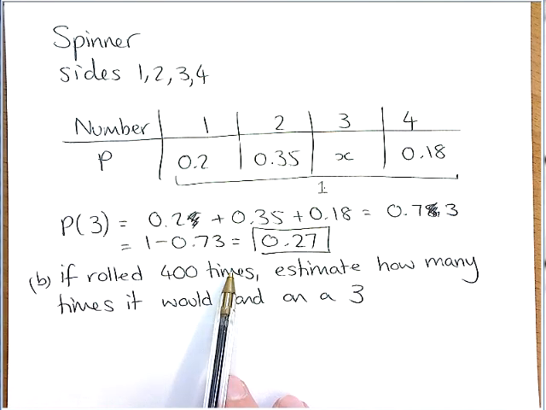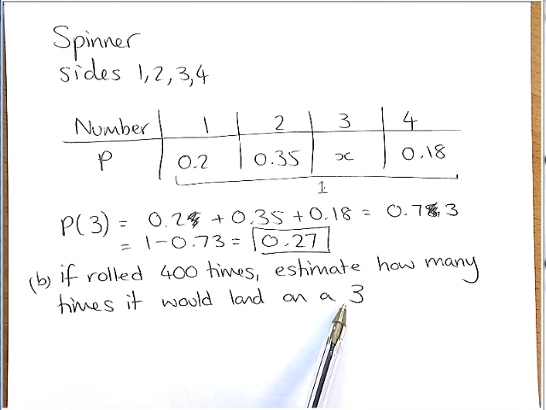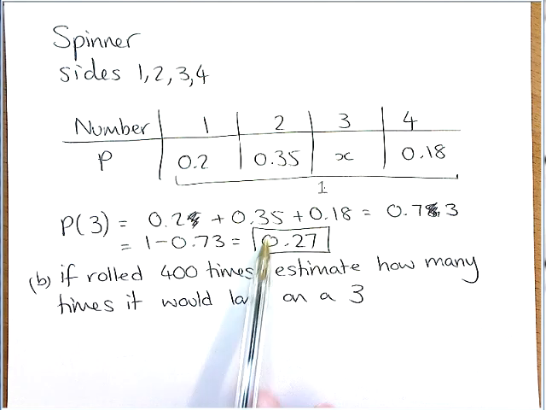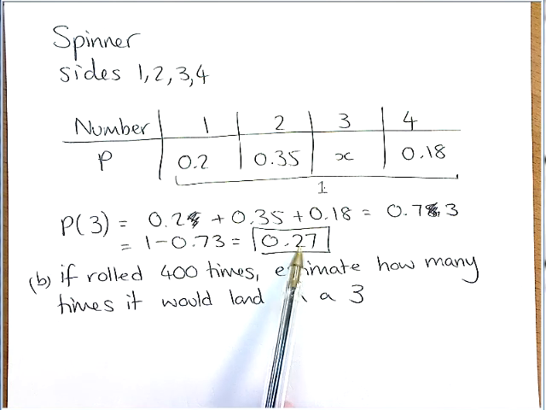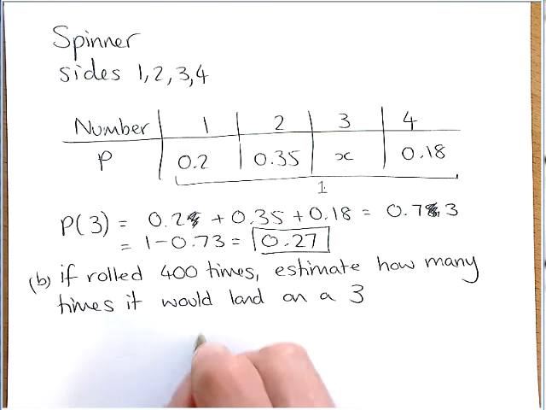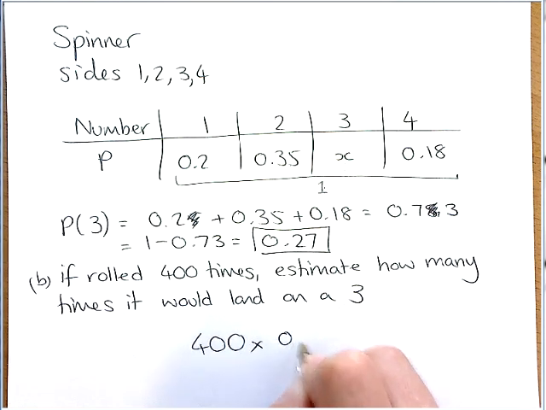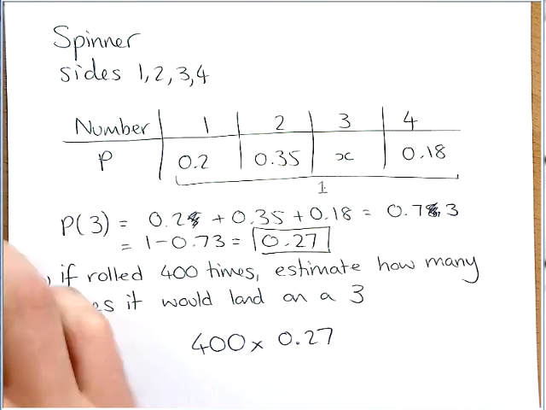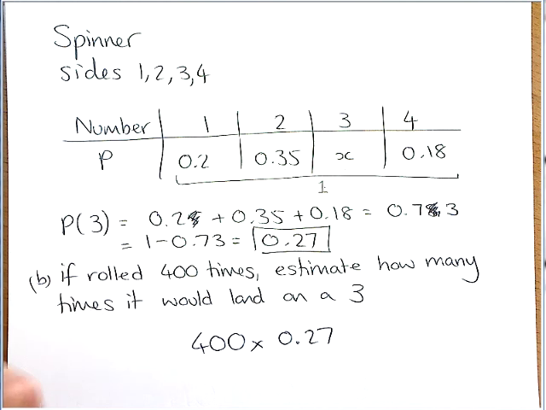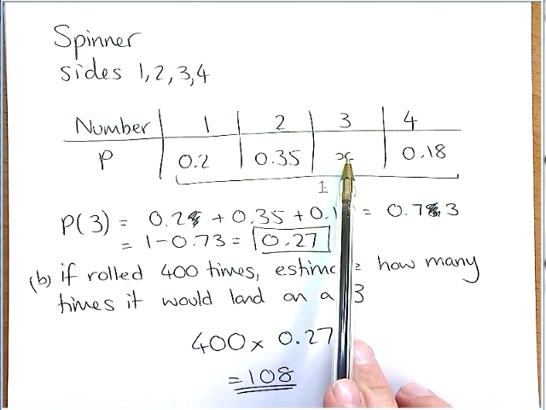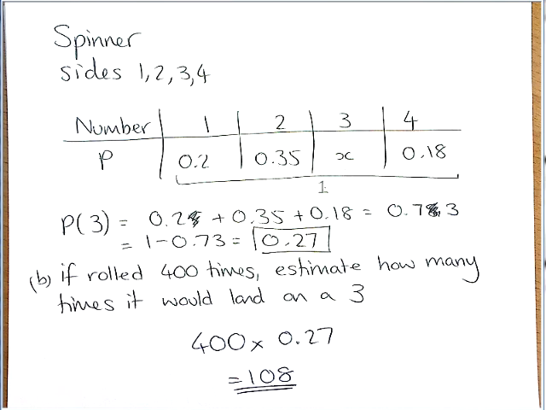Now in part B of the question, it says, if you were spinning the spinner 400 times, how many 3s do you think we're likely to get? So all you have to do is, if you know the probability, just times it by how many times you're going to do it. So 400 times 0.27 is 108. So that's the same on all these types of questions. If you know the probability, just times it by how many times you're going to do it.